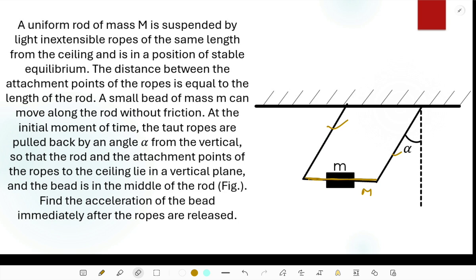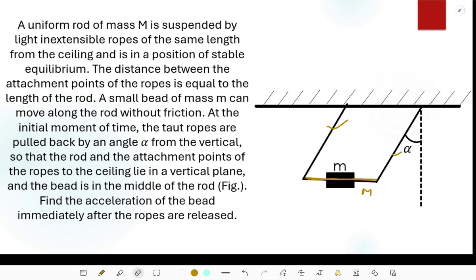I think during the motion, the ropes, rod, and the section of ceiling between the points of attachment of the ropes form a parallelogram. I'm focusing on the moment when each of these has been pulled back to an angle alpha with the vertical, and they are going to get released now. At this moment they must be forming a parallelogram.